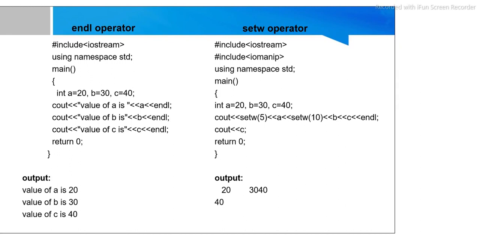Next, two operators we will discuss: the endl operator and the setw operator. Basically, we say that these two operators are known as manipulators in C++, and they operate upon the value, whatever value you want to display. The setw and endl are introduced in C++, not in C.